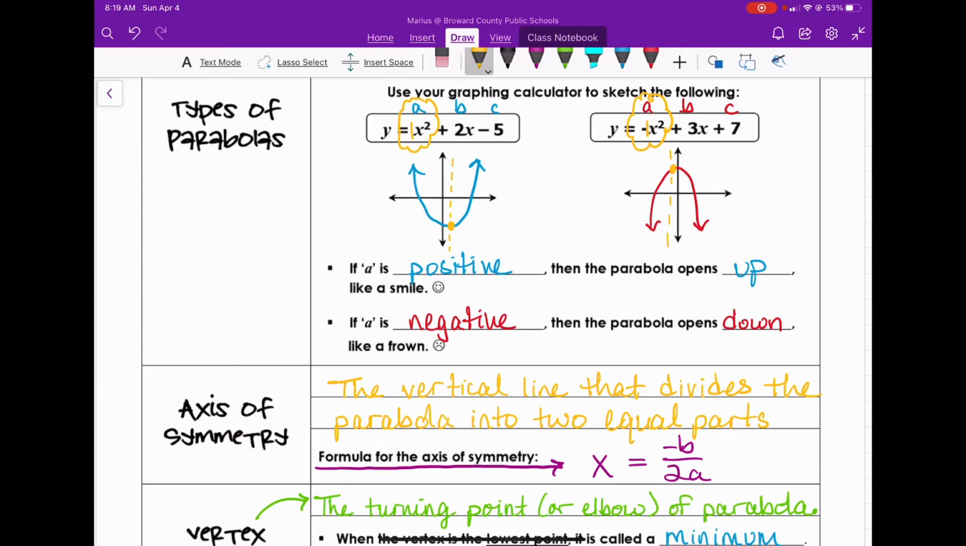Now, the formula for the axis of symmetry is x equals negative b divided by 2a. And a and b come from labeling your quadratic with a, b, and c.